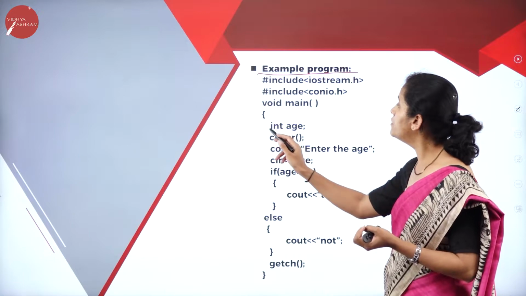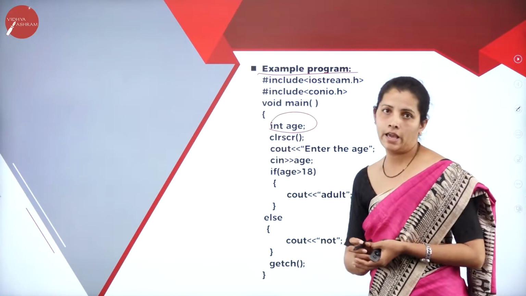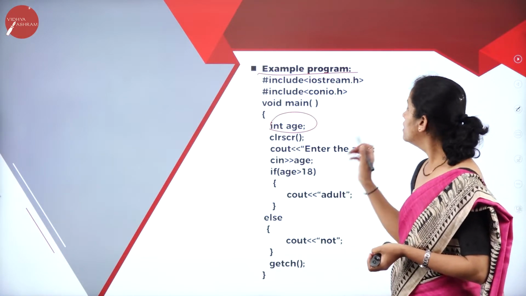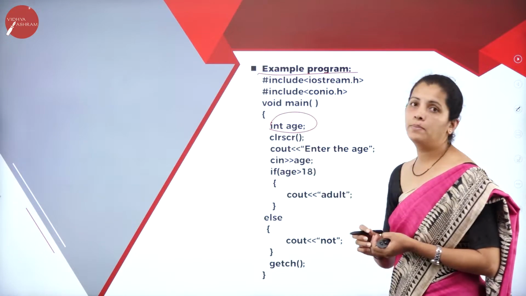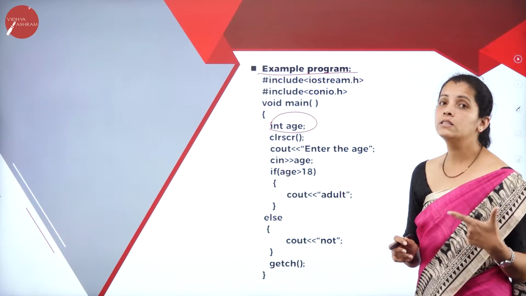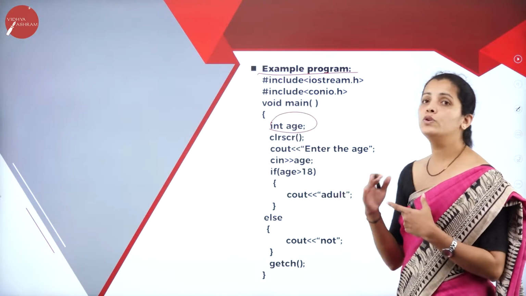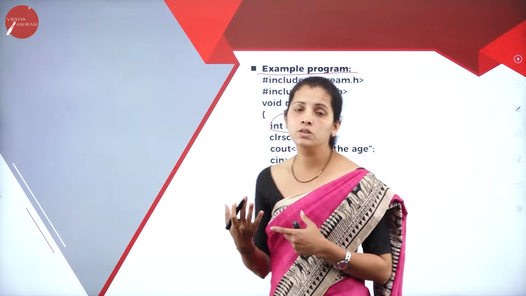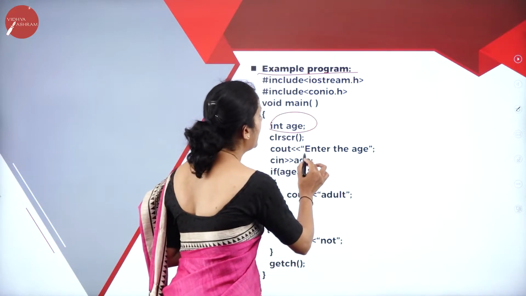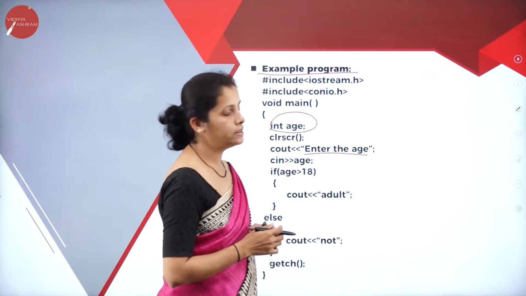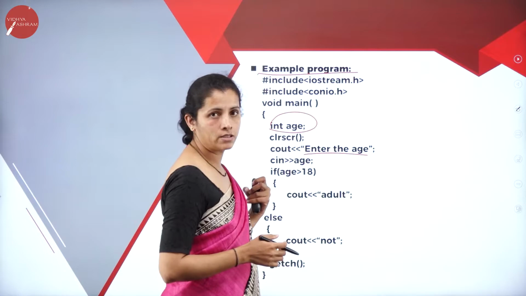So here, first I'm going to read the age. This is the variable. What is the variable name here? That is age and it's of type integer. Then I'm going to display a message to the user indicating to enter the age. Then I'm going to read the age.